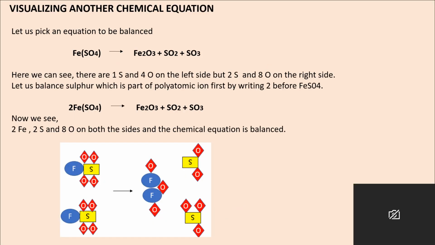If we have studied the steps of balancing the chemical equation carefully, we can see some of the chemical reactions require very few steps to balance them. For example, in this reaction, FeSO4 contains a polyatomic ion SO4. But there are 2 sulfurs on the right side. So to balance this, we just write 2 before FeSO4. And we see the whole equation is balanced in just one go. There are 2 Fe, 2 sulfur and 8 oxygen on both the sides. And the equation is balanced.